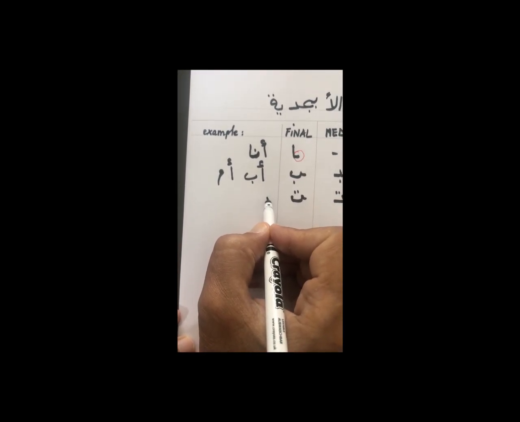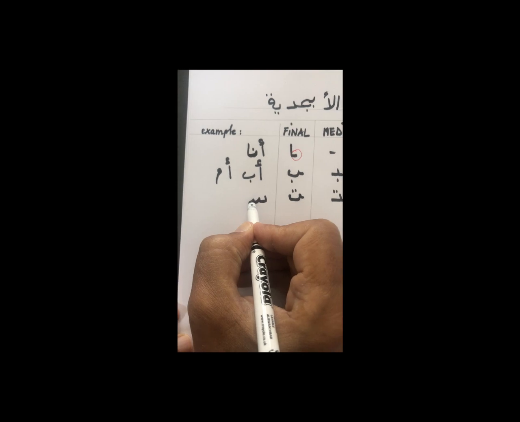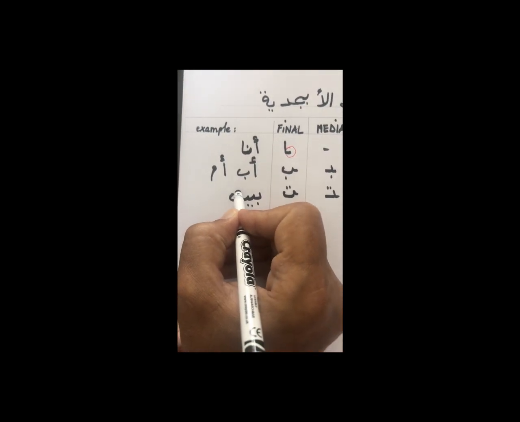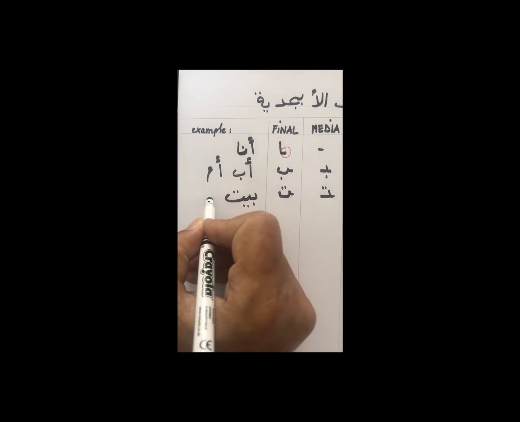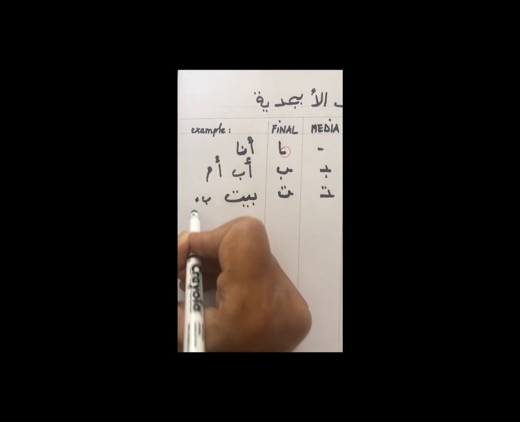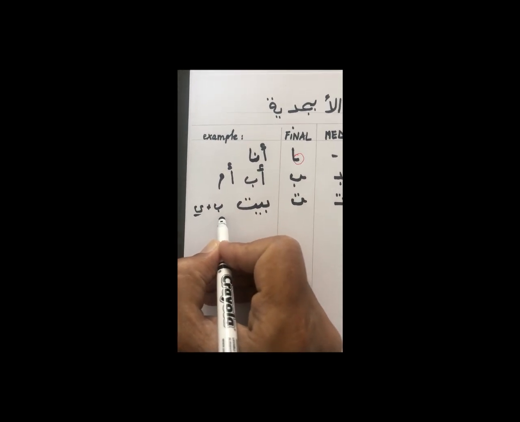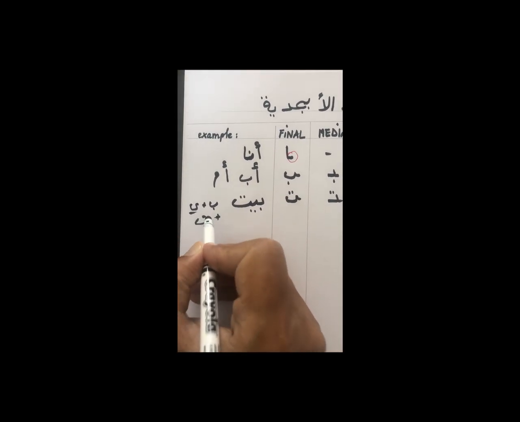It's bait: B, ye, T. So B plus ye plus T equals bait.